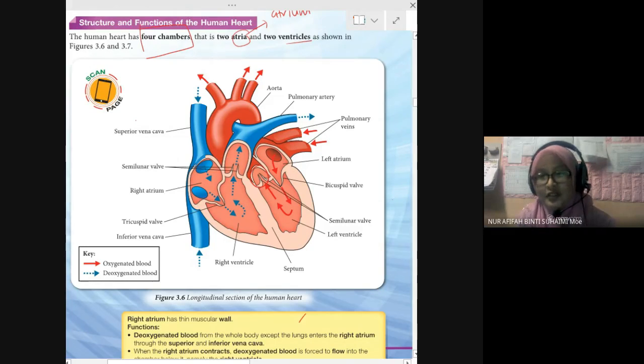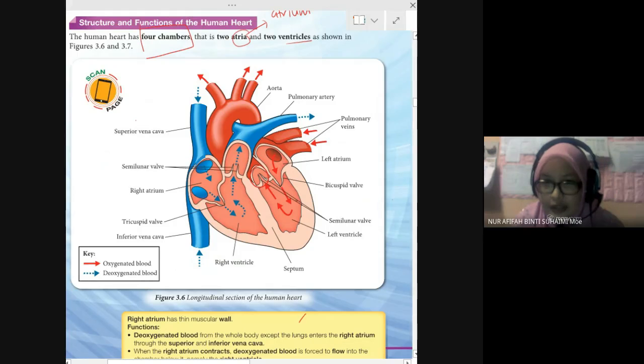The real structure of our heart looks so complicated, right? Nampak macam susah aja nak ingat ni ya. So look, we have left and right. Left and right are vice versa with our hand. Here we consider it as our right hand, but for the heart, this is left. The red part is left: left atrium and left ventricle.